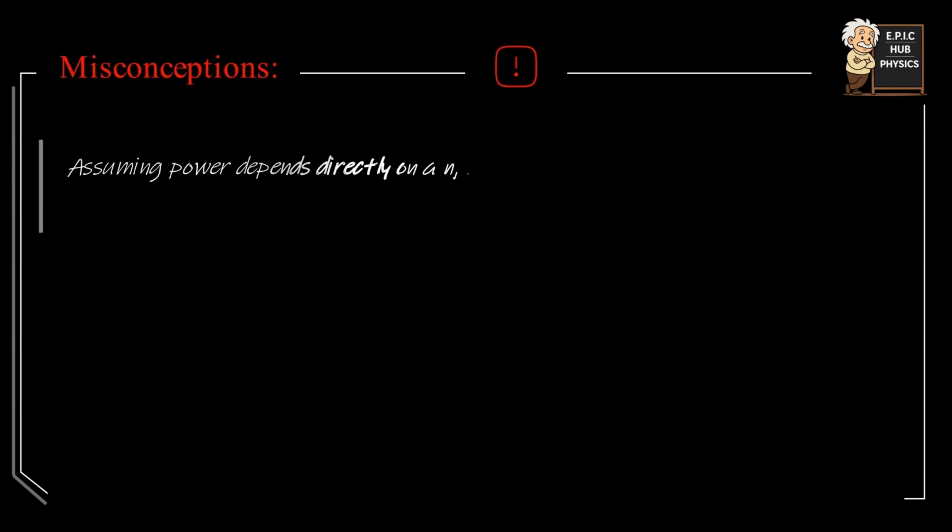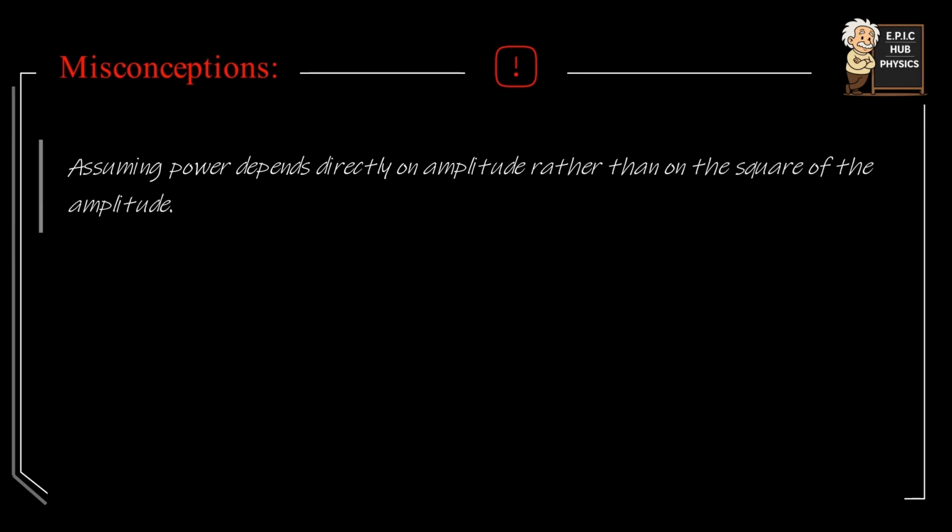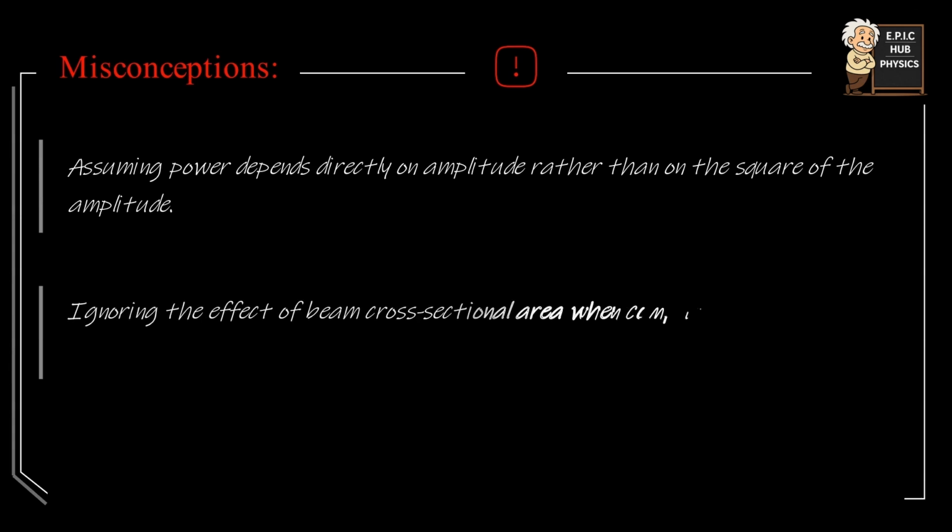Here are a few misconceptions to watch out for, to avoid errors and problems of this kind. A common mistake in this type of problem is to assume that power is directly proportional to amplitude instead of the square of the amplitude. Another mistake is to ignore the effect of the change in cross-sectional area when comparing the two beams.